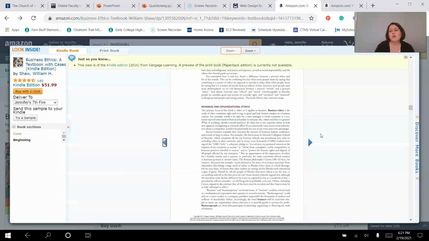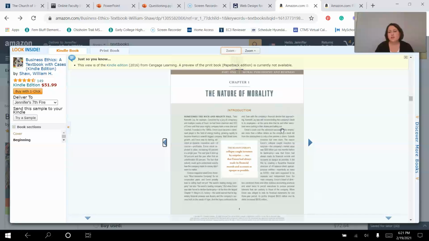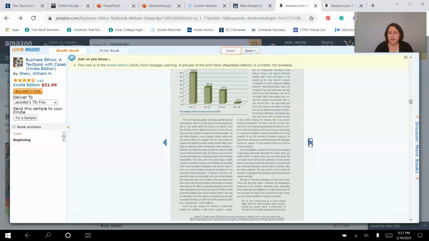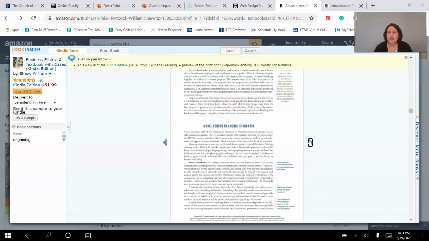Okay, so here we're back with our business ethics textbook, The Nature of Morality. As I go through, I see here's business ethics, and then they talk about moral versus non-moral standards. So one question that I would want this chapter to explain to me would be, what's the difference between what's moral and what's ethical? That would be a question I would want that chapter to answer for me.